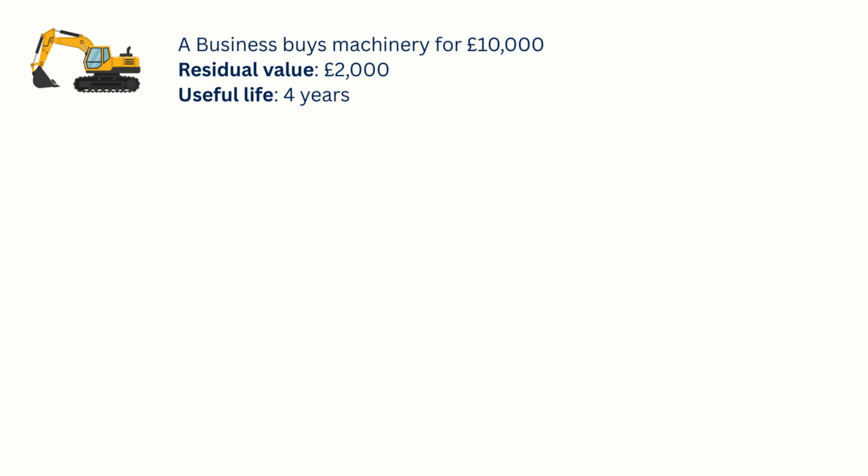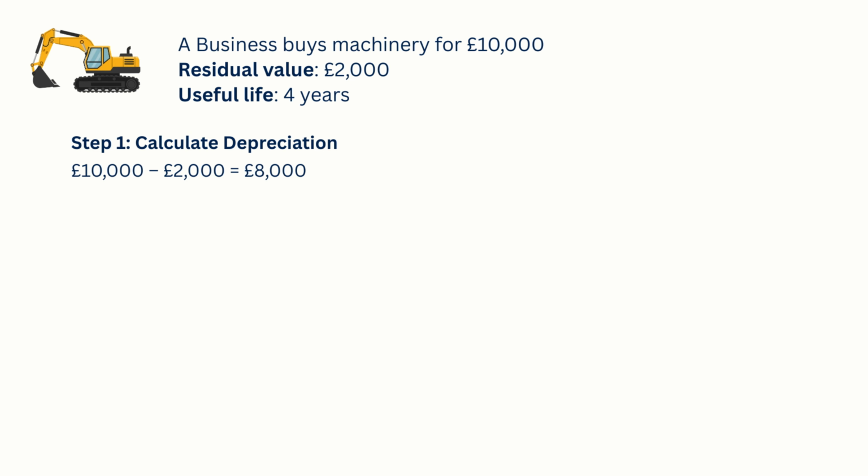Now we calculate the amount we're going to depreciate. Cost £10,000 minus residual value £2,000. £8,000 is the total cost that will be spread over its life. Straight-line annual depreciation means the depreciation is the same every year. So we take the depreciable amount £8,000 and divide by 4 years. We will charge £2,000 depreciation every year.